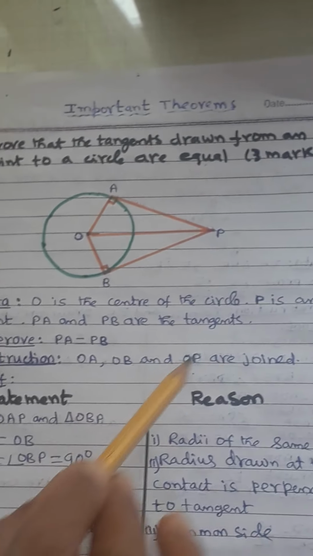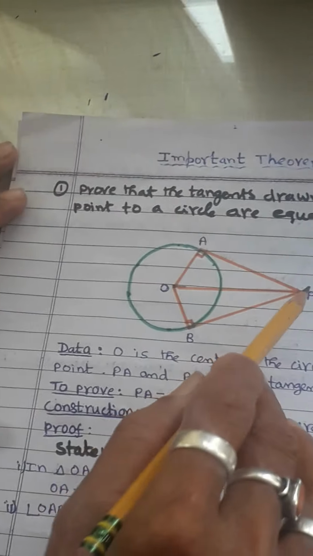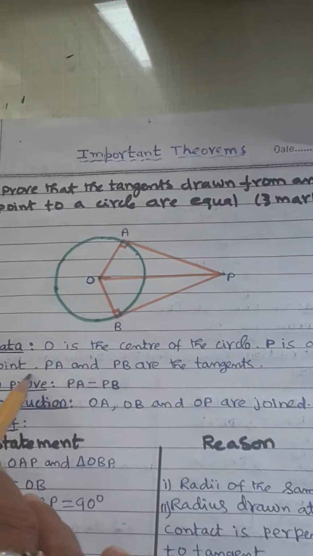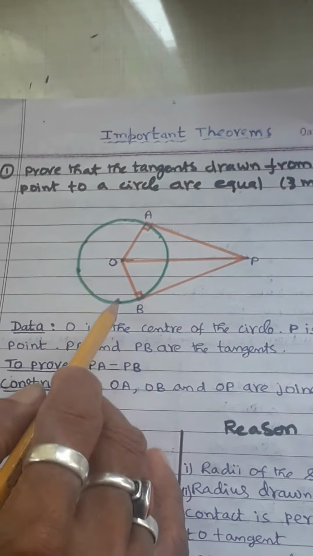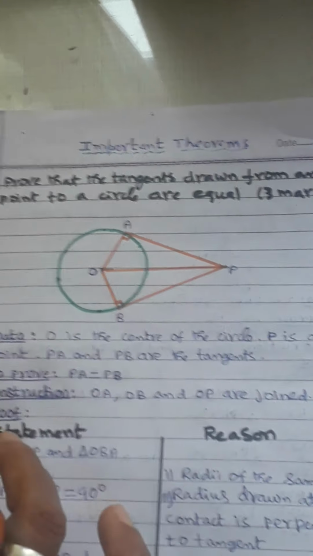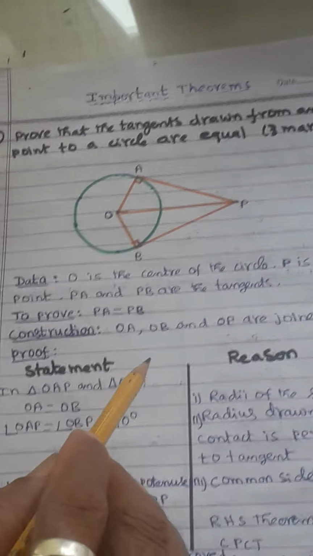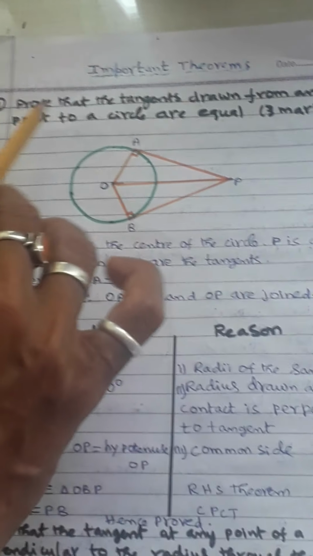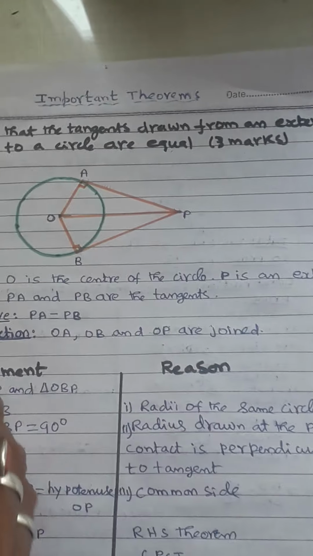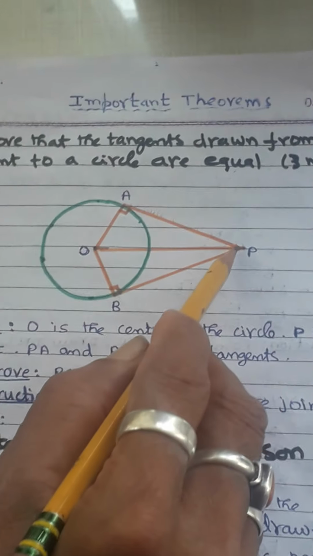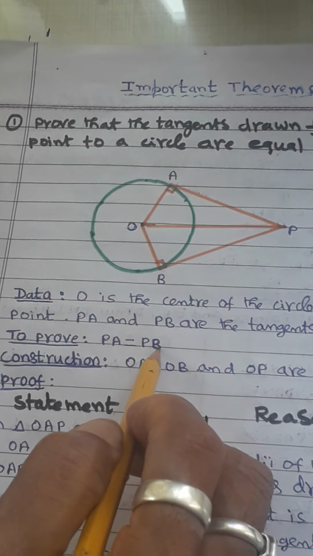You should write that as data. Next, they are saying tangents drawn from an external point. We consider the external point as P. So P is the external point, and the tangents drawn from it are PA and PB. That is what we call the data. Now what they are asking is to prove that the two tangents drawn from the external point are equal. So we have to prove PA equals PB.